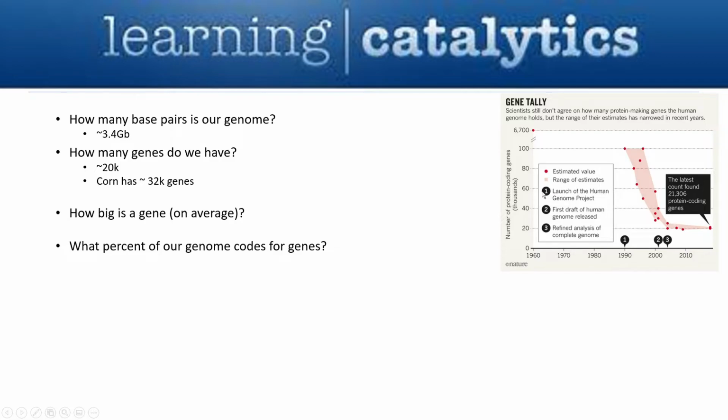The Human Genome Project was a government-funded project to sequence the human genome for the first time. And so before its launch, we had an estimate of about 100,000 genes. And the more we sequenced, we discovered that the number of genes we have is actually closer to 20,000. And so the question becomes, if we have so few genes, what is it that allows us to have such high levels of complexity compared to corn, for example?